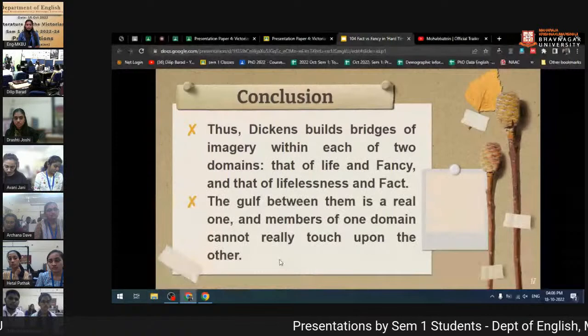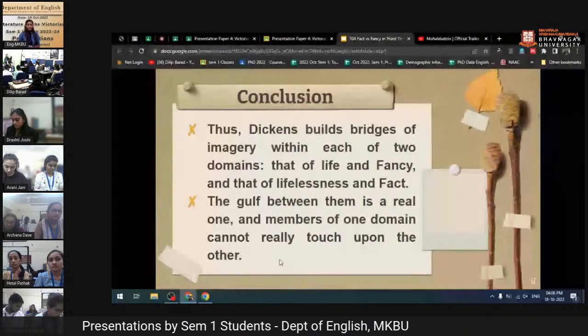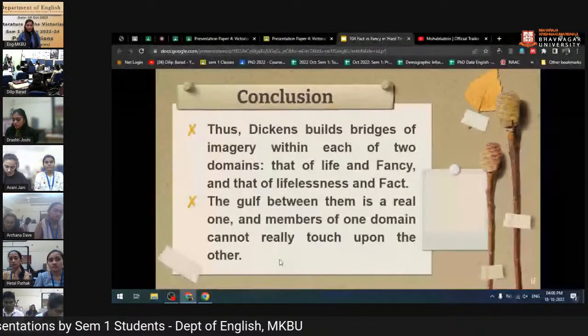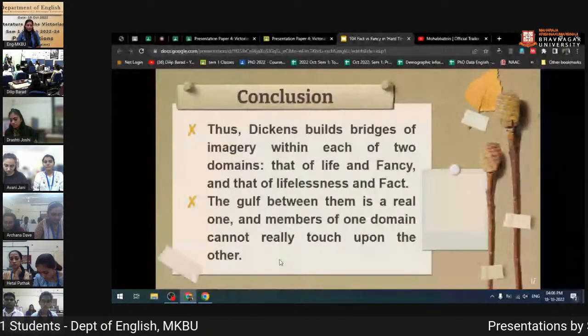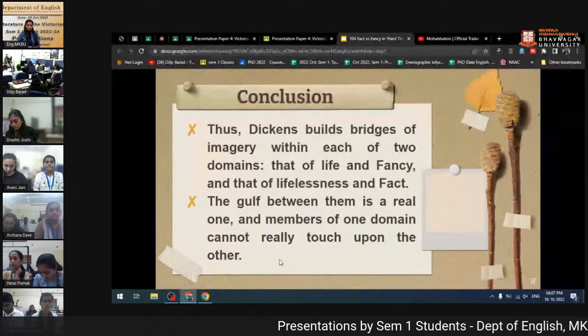So, thus, Dickens built a bridge of imagery within each of two domains, that of life and fancy, and that of lifelessness and fact. The gulf between them is a real one, and members of one domain cannot really touch upon the other.